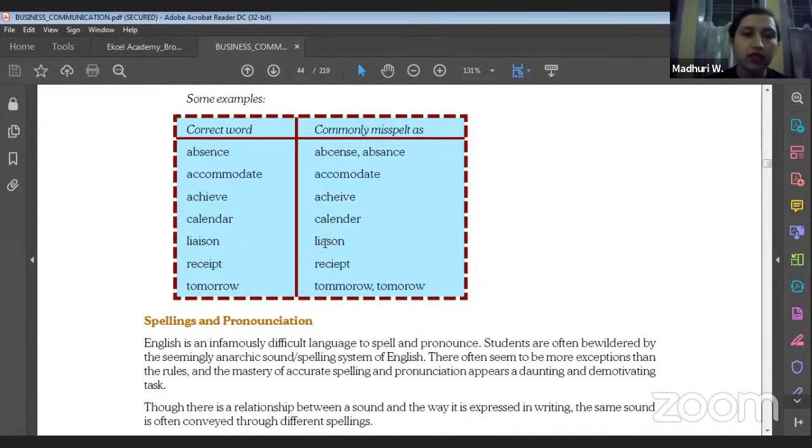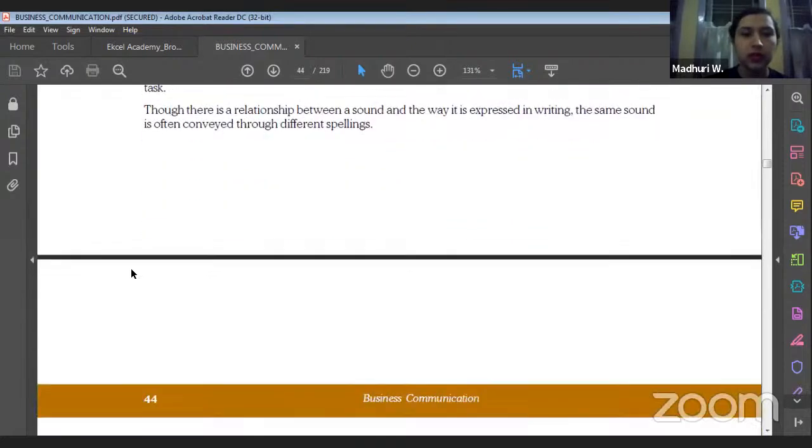It's liaison. Some people forget to write an I here between the A and the S. Receipt is EI, but some people write IE, right? And tomorrow has a single M and a double R. Okay, so be very careful with spellings and pronunciations as well.